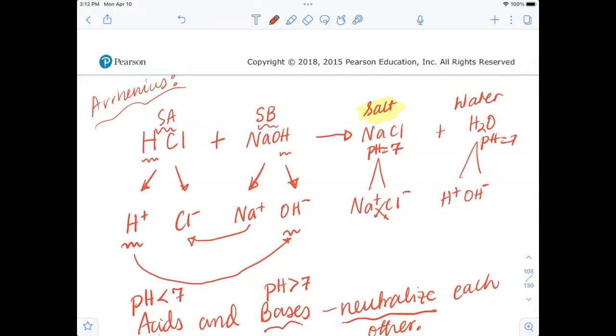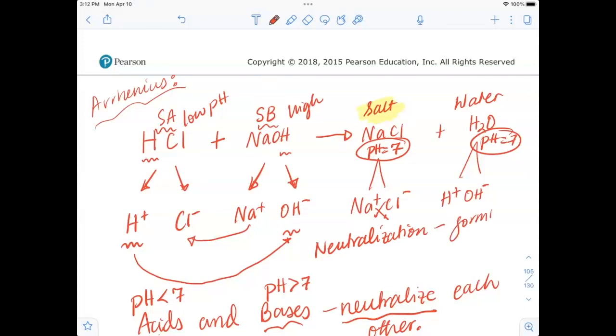So the acid, once again, is a low pH, the base, high pH, and they form neutral products, both of which are neutral, right? The salt and the water. So the act of forming something that is neutral when you started off with something that wasn't neutral is called neutralization. So neutralization essentially means forming neutral products. And the context of neutrality here is the pH.